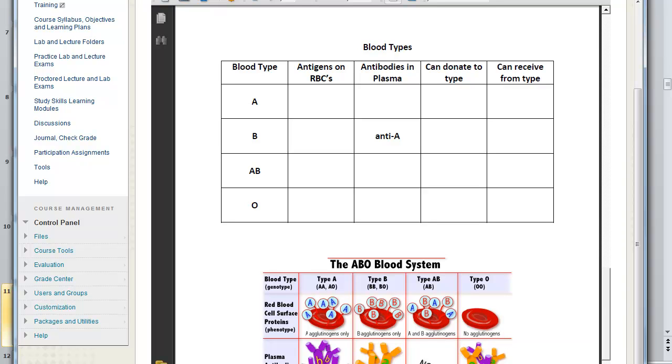Who can they receive from? They can receive from anybody because they have no antibodies to react to any of these red blood cells, so they are called a universal recipient. They can receive from anybody.